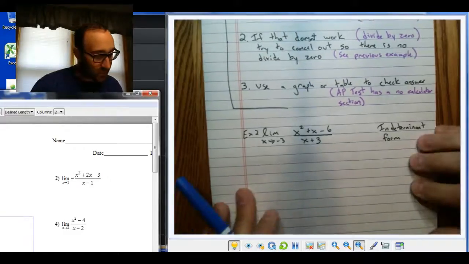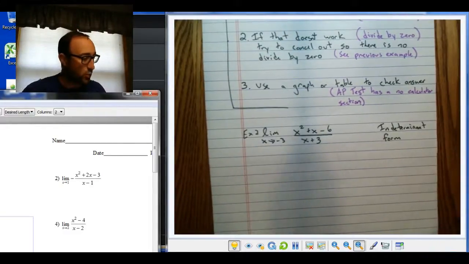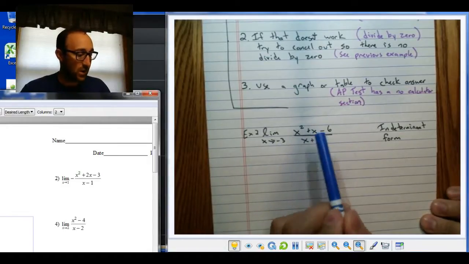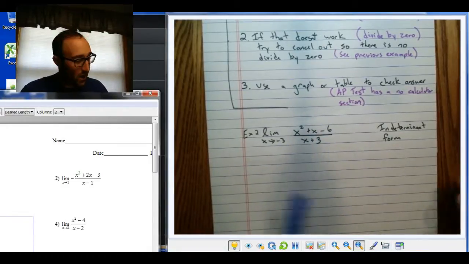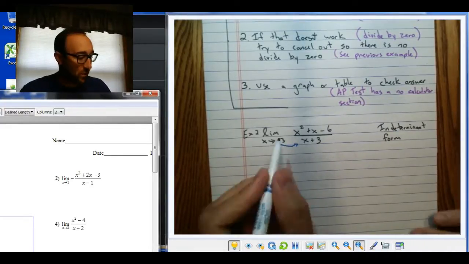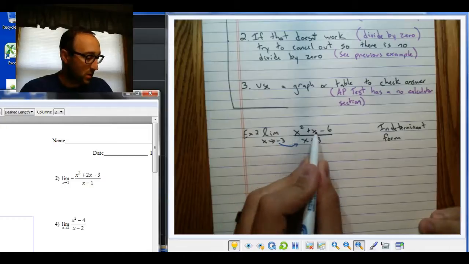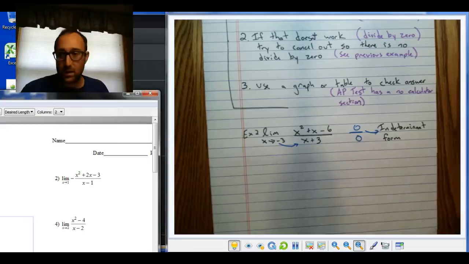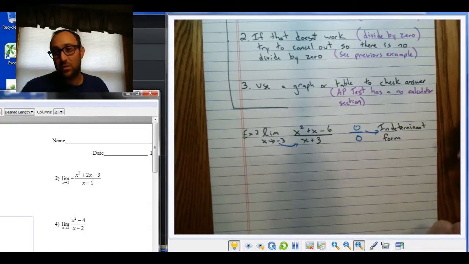Alright, so here is example 2. The limit as x approaches negative 3 of x squared plus x minus 6, all divided by x plus 3. If I plug in negative 3 into the denominator, that's where I have a problem. Actually, if I plug this whole thing in, negative 3 squared is 9, minus 3 minus 6. This is 0 divided by 0, and that is something called an indeterminate form. We don't know if the limit exists currently. We don't know anything about it. It's indeterminate, so we have to change it up and see what happens.